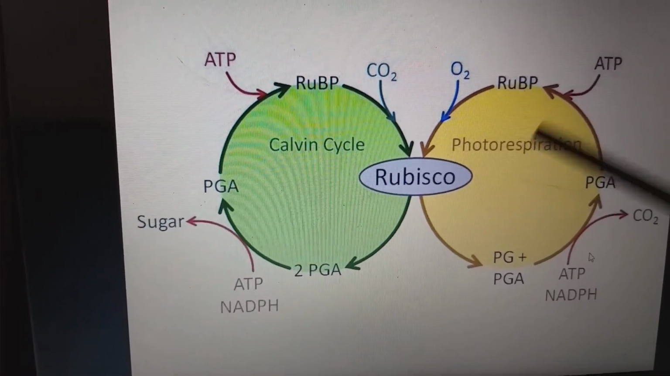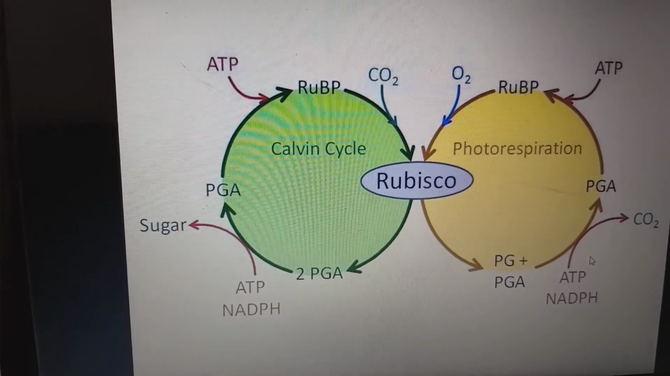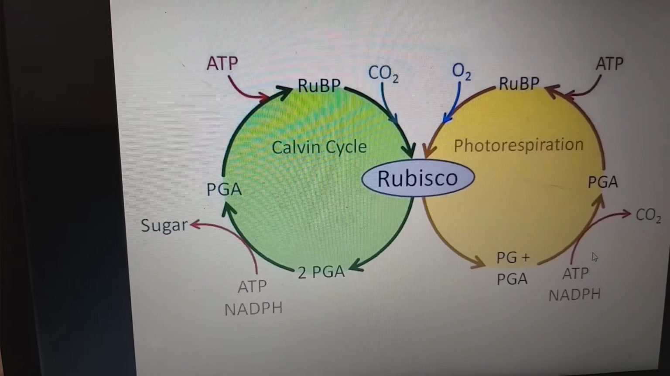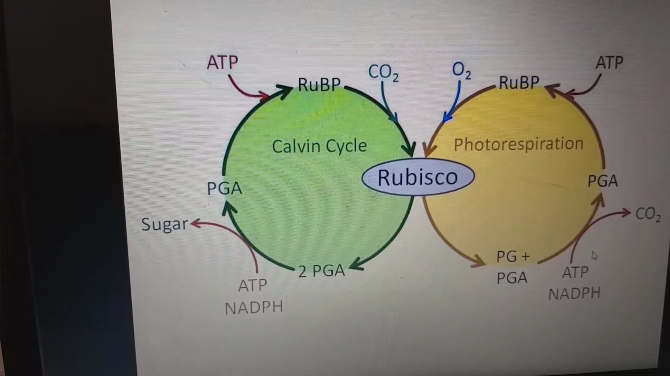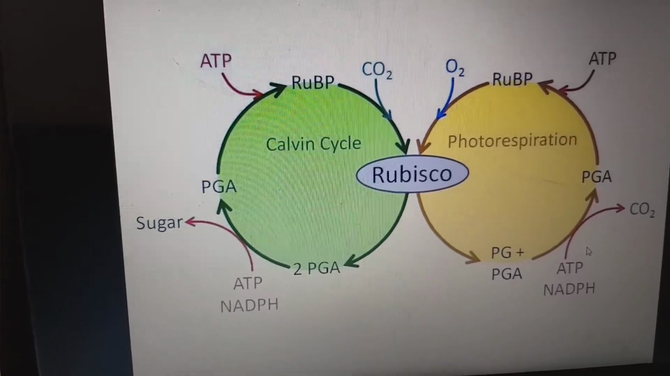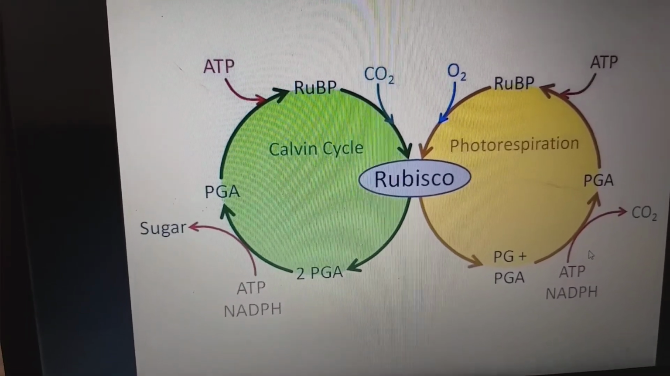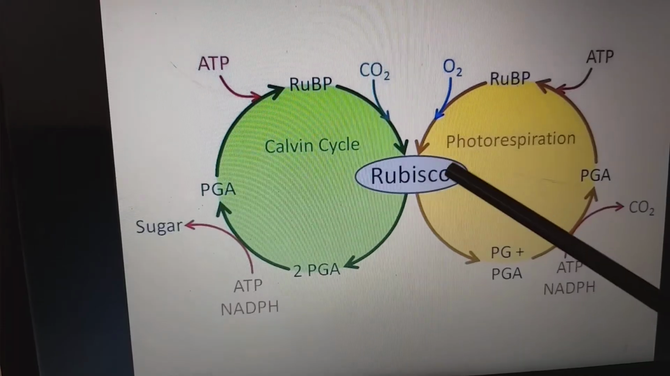Rubisco: ribulose 1,5-bisphosphate carboxylase-oxygenase. The very important thing about Rubisco is that it is the most abundant protein in the whole biosphere. So yes, the most abundant protein in the whole biosphere is Rubisco. It can act as carboxylase and oxygenase.